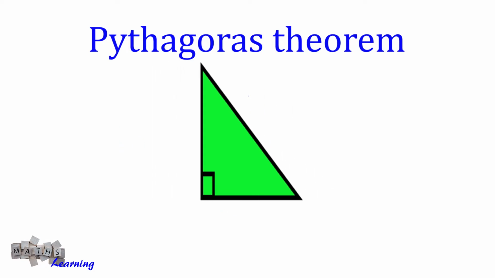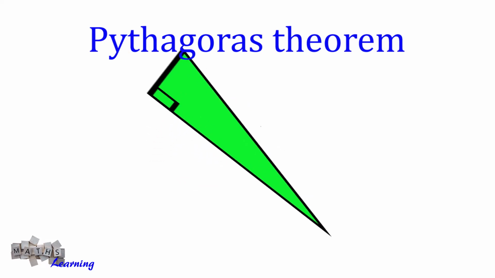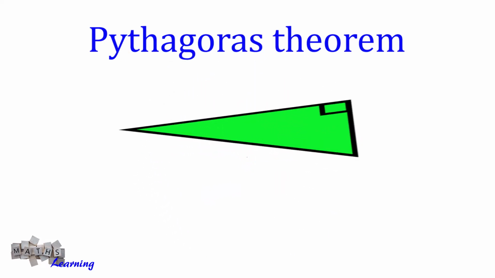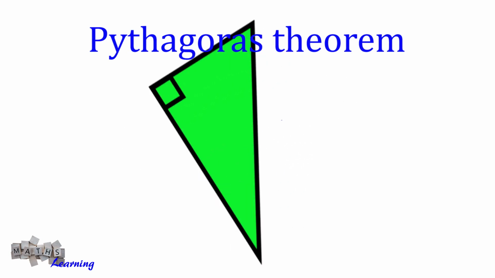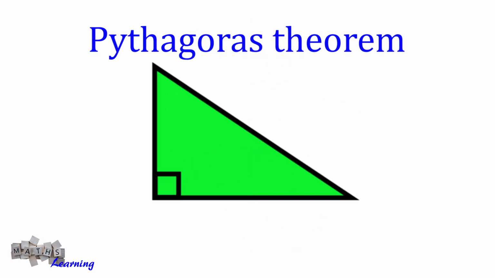Right angle triangles may look a little different depending on how they are drawn, but you can always tell whether they are right angle triangles. Right angle triangles will have a small square in the corner or will have a 90 degrees written there. Or you may have to work it out from a diagram.